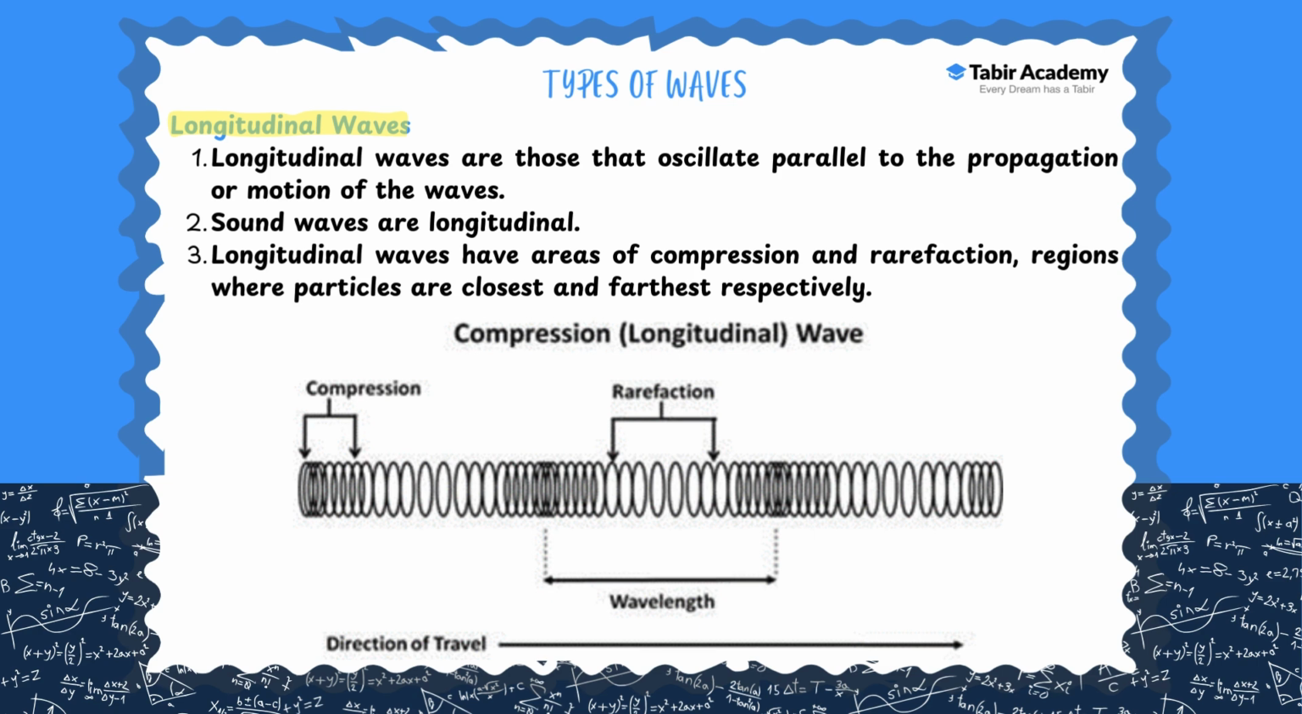These longitudinal waves also have areas of compression and rarefaction. Compression वो एरिया है जहाँ पे particles are close together and rarefaction वो एरिया है जहाँ पे particles are further apart. You can see compression and rarefaction labeled in the diagram below. So in a longitudinal wave, its wavelength is basically the distance from one rarefaction to the next rarefaction or the distance from one compression to the other compression.